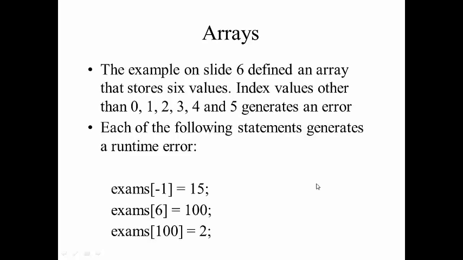In the example where we declared an array with 6 values, index values other than 0 through 5 are going to generate an error. So each of the following statements is going to generate a runtime error. exams[-1] = 15. You can't have a subscript that's a negative value. exams[6] = 100. That will give an error because the maximum subscript has to be the length minus 1. And of course, subscript 100 here doesn't even exist. That's way out of bounds. So these are things not to do.